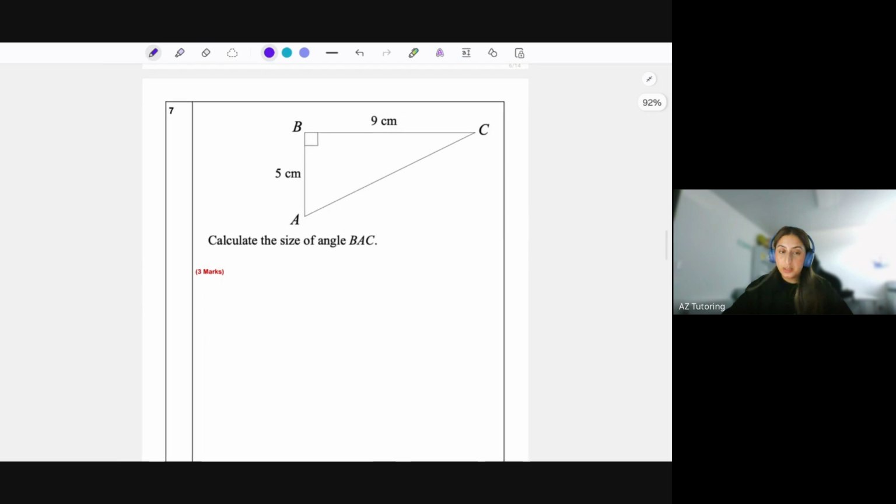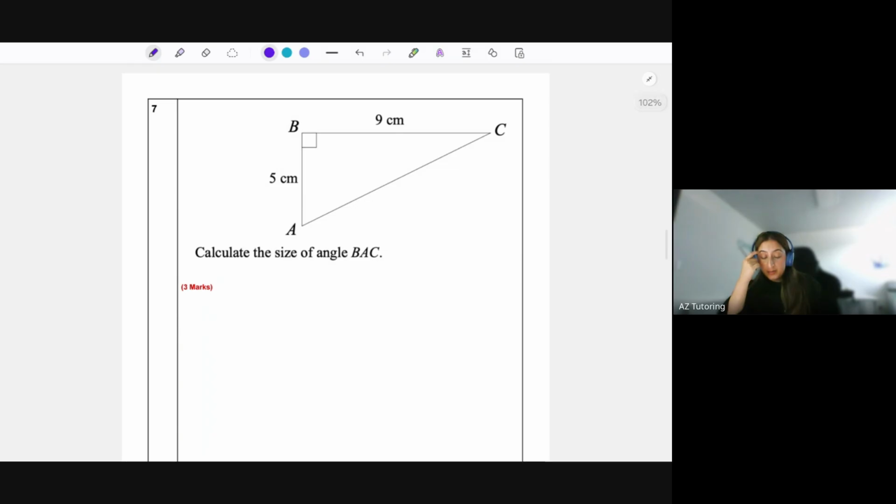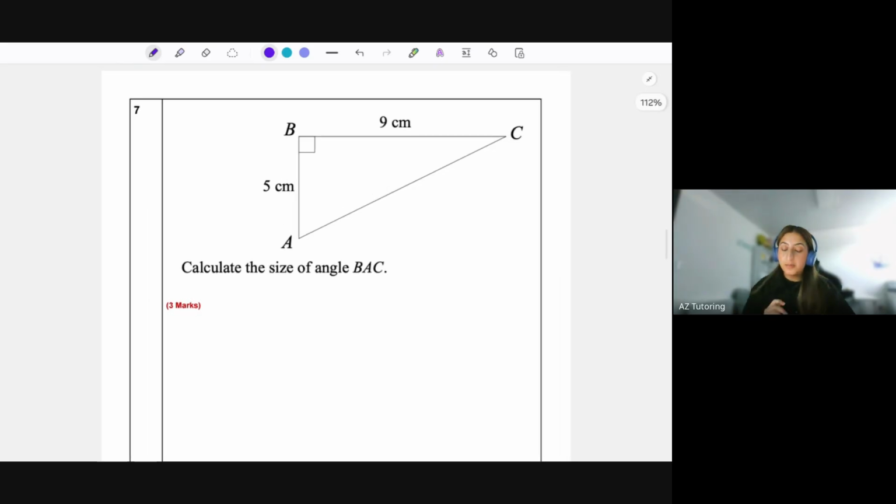So now this question here. This is again a right angle triangle. So let's see what it's asking us. Calculate the size of angle BAC. Kids always get confused: which angle are they talking about? The angle that they're talking about is always the middle letter. So it's going to be angle A, this angle here. So I need to find that.